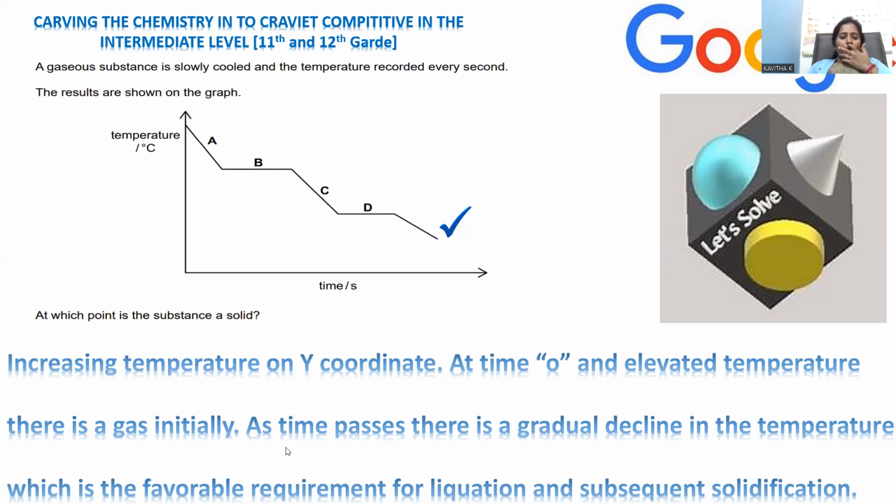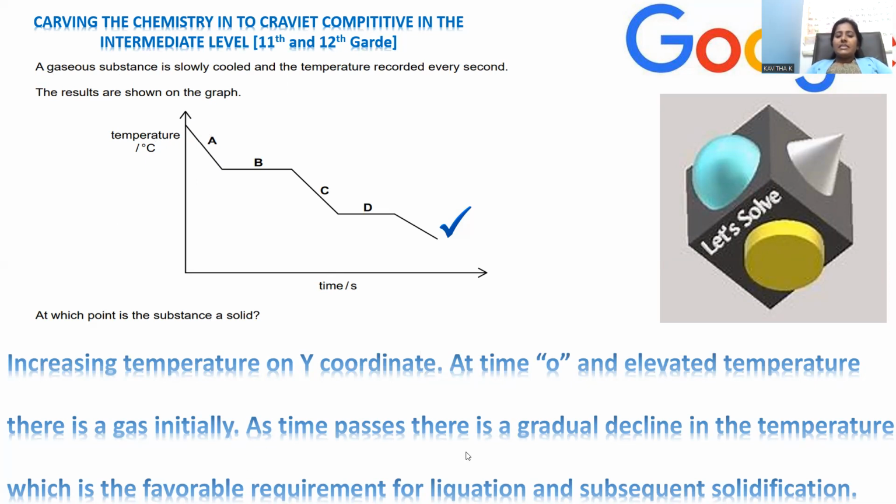So at time 0 and elevated temperature, there is a gas initially. The initial substance is gaseous in nature, as already mentioned. And let me say this is the elevated temperature and the time taken is 0. That means at that instant only we are thinking.